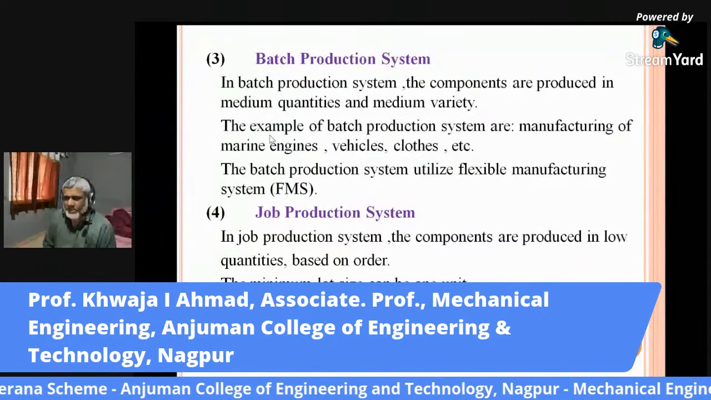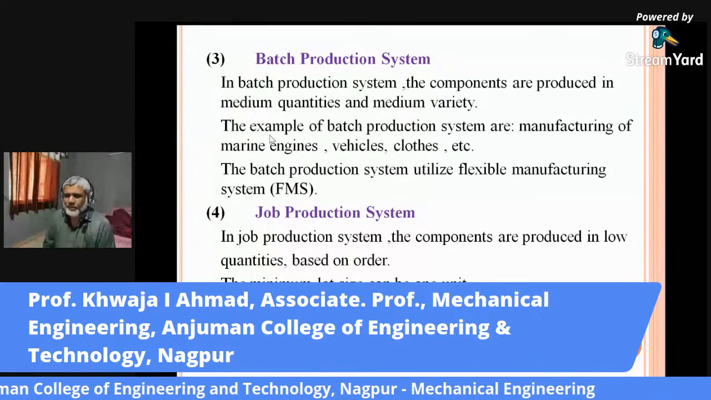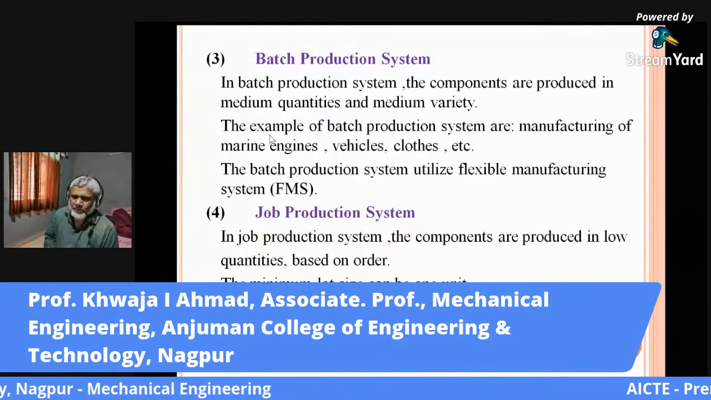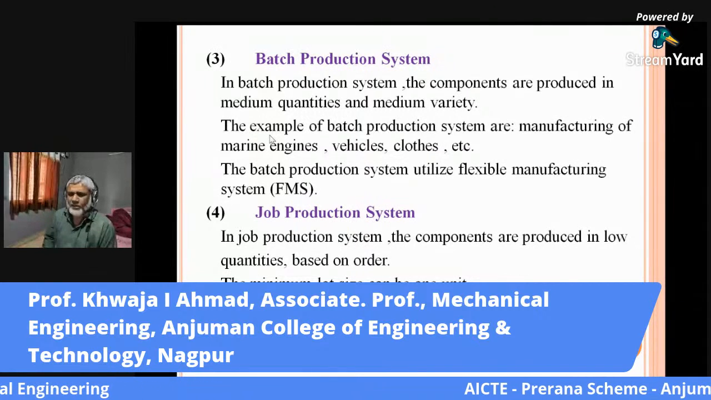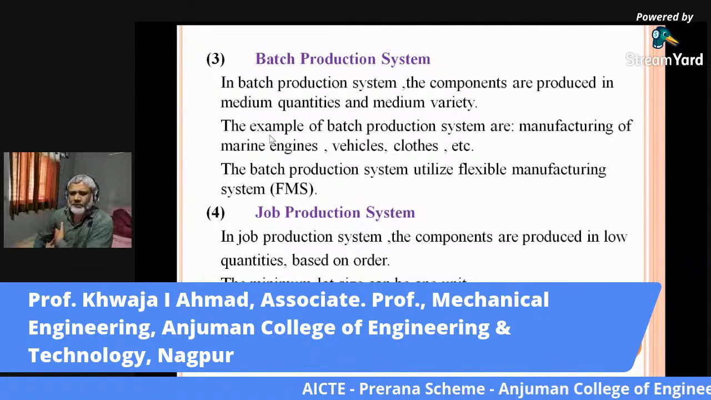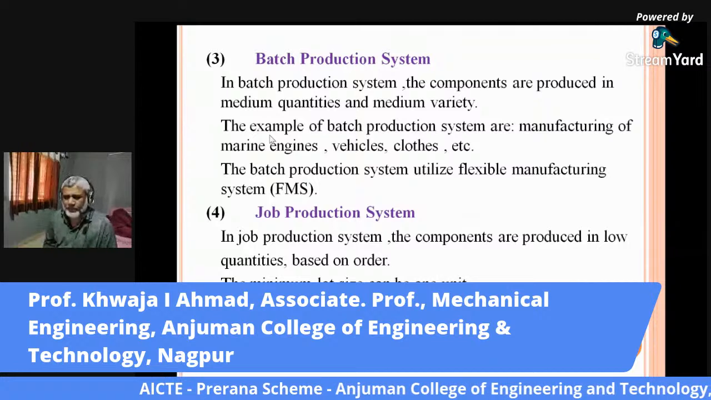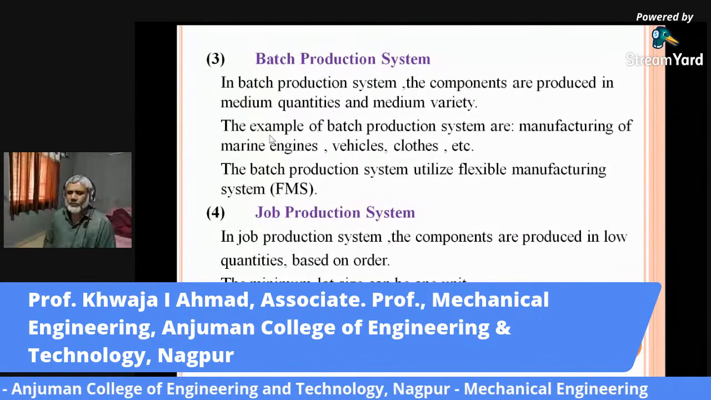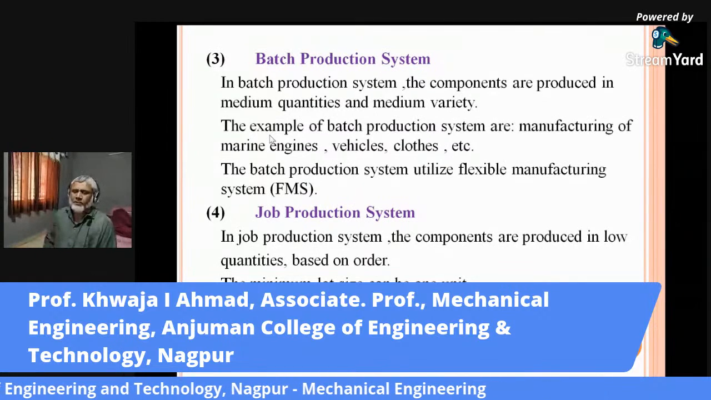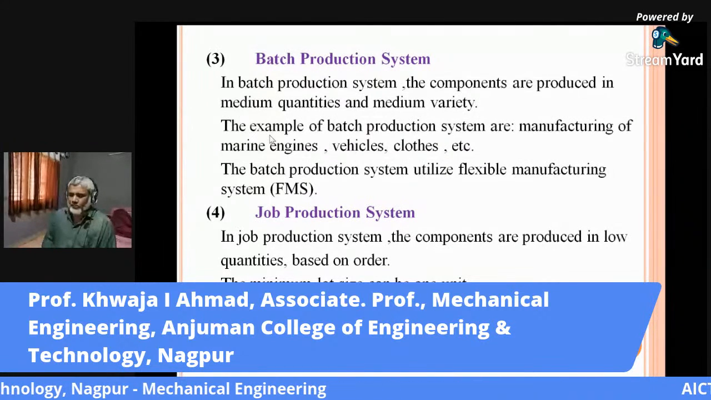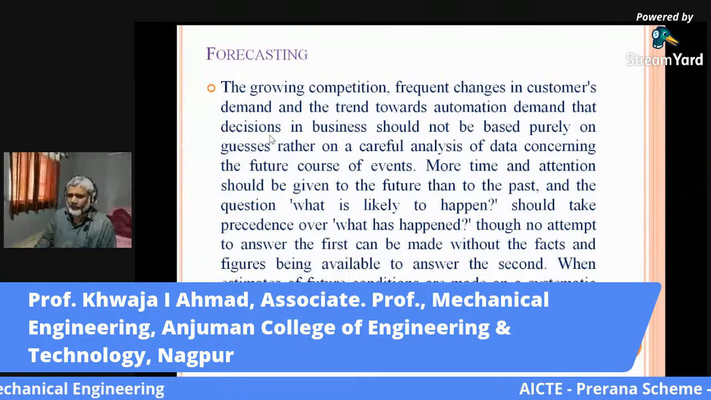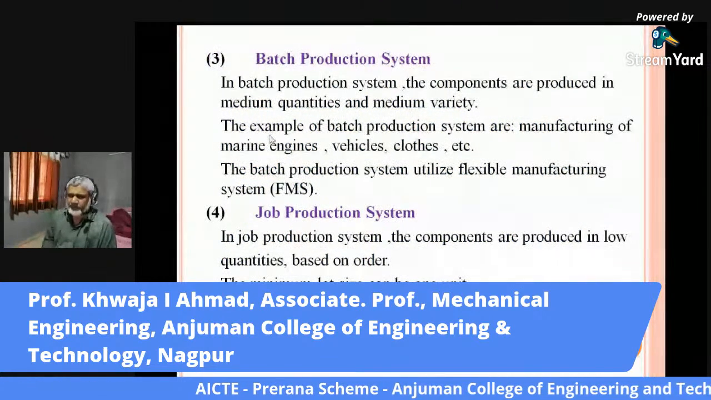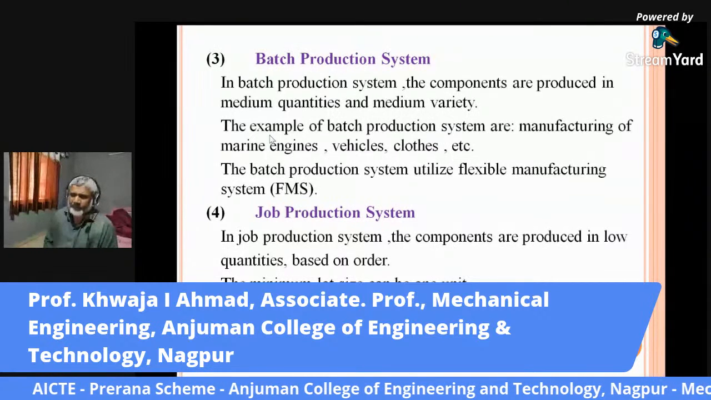In job production system, the components are produced in low quantities based on order. And in job shop production, the minimum lot size can be 1 unit. Suppose manufacturing of a ship, manufacturing of aircraft, these are on a very limited basis. So the production system applied over here is the job shop production system. These are some of the points which we associate with production systems and production planning and control.